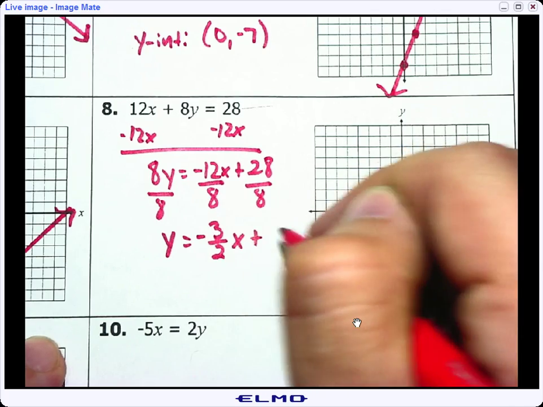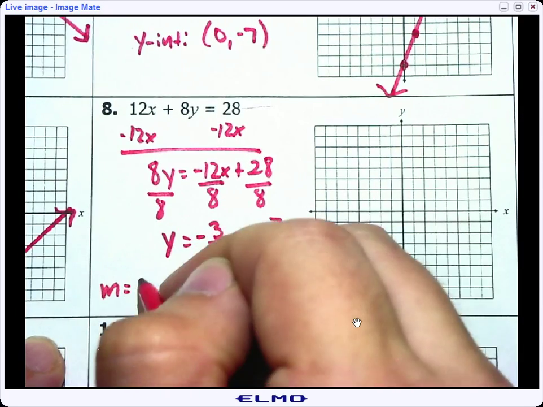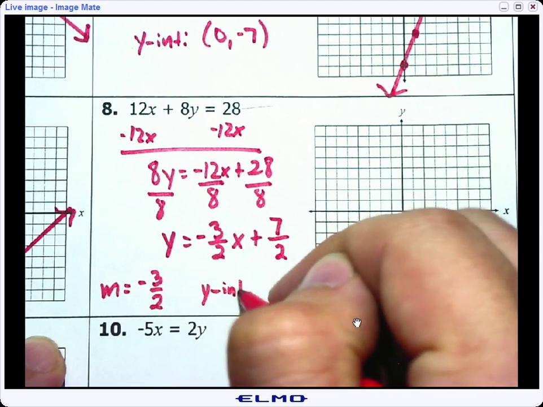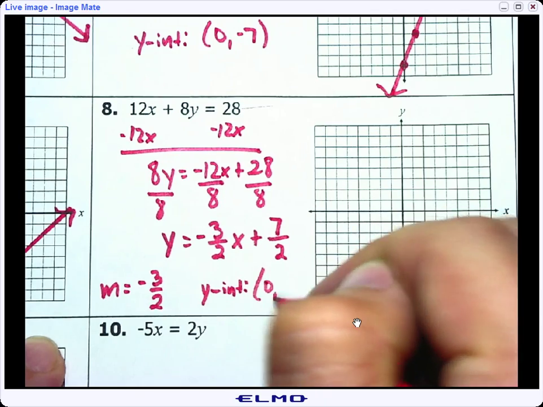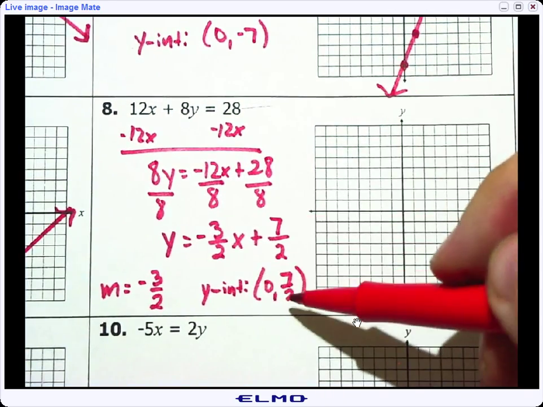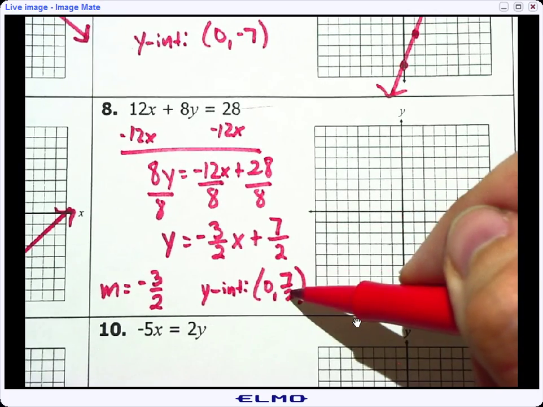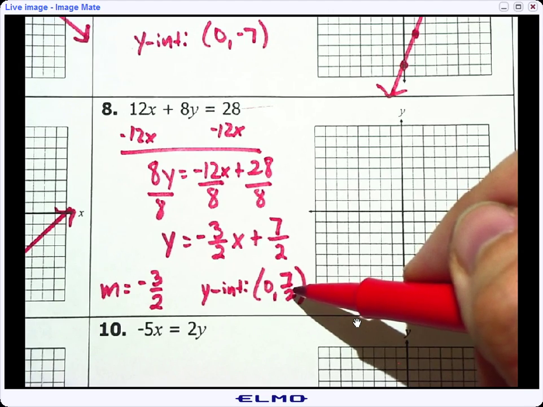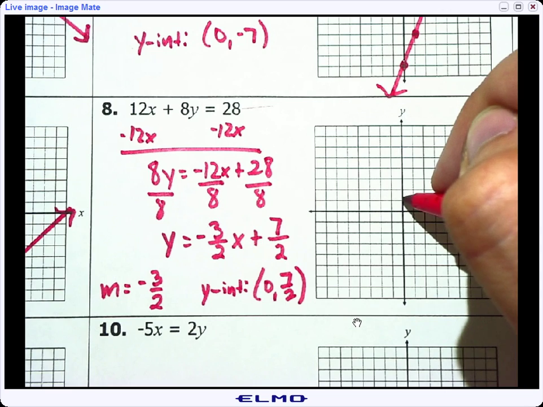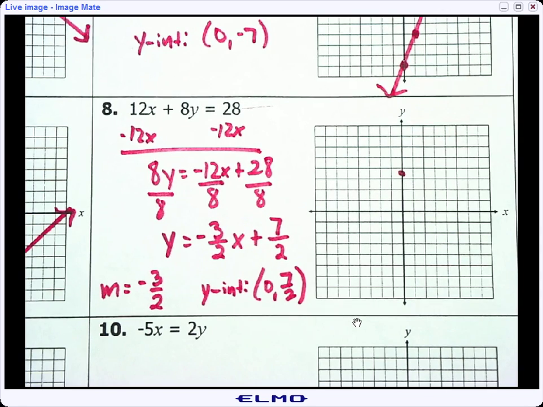So this turns into +7 over 2. So my slope is -3 over 2, and my y-intercept is at (0, 7/2). All right, so we start with 7/2. If this was a 6 over 2, that would be 3, but it's more, so it's going to be in between 3 and 4. So 1, 2, 3, right in the middle of 3 and 4.